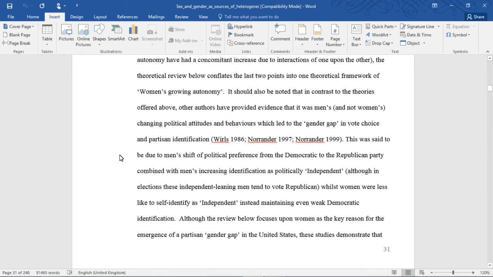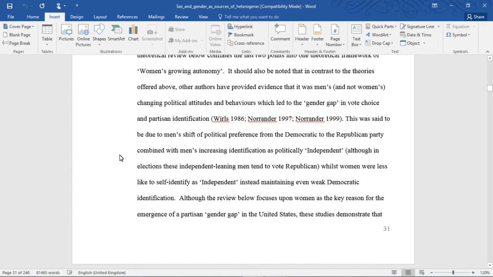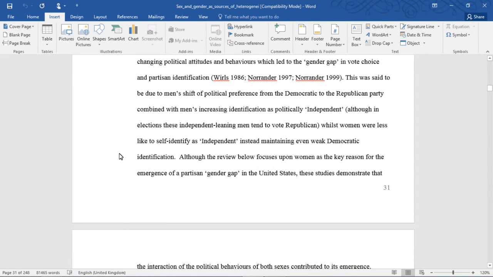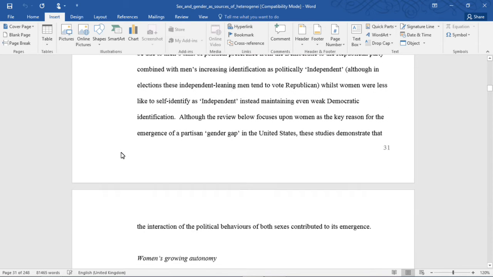It should be noted that in contrast to theories offered above, many authors have provided evidence that it was men's and not women's changing political attitudes and behaviors which led to the gender gap in vote choice and partisan identification. This was said due to men's shift in political preference from the Democratic to the Republican Party, combined with men's increased identification as politically independent, although in elections these independent-leaning men tend to vote Republican.